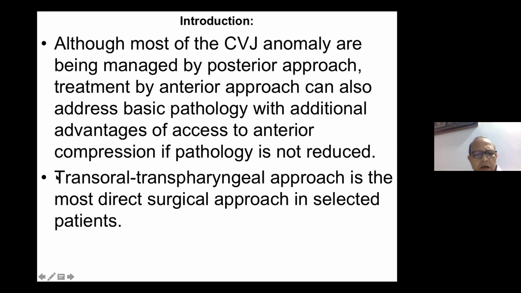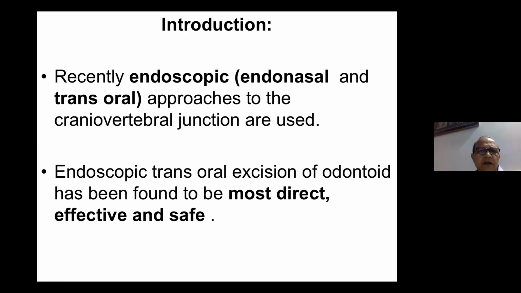The transoral transpharyngeal approach is the most direct approach, as I have discussed, and therefore it can be used in selected patients. We all know that recently the endoscopic approach has been found to be effective, both endonasal endoscopic for CVJ anomaly and transoral also, and the results were found to be quite good.